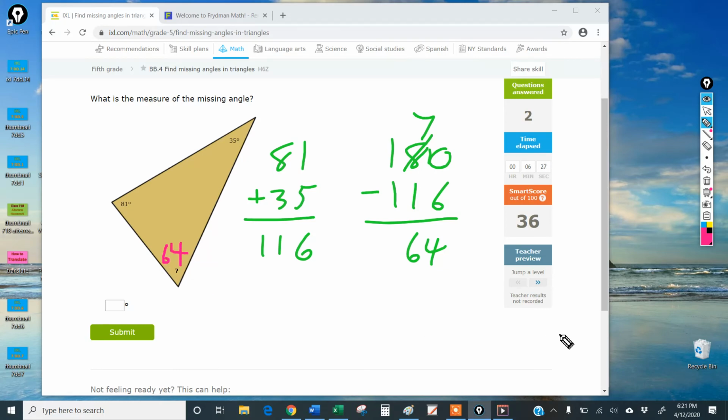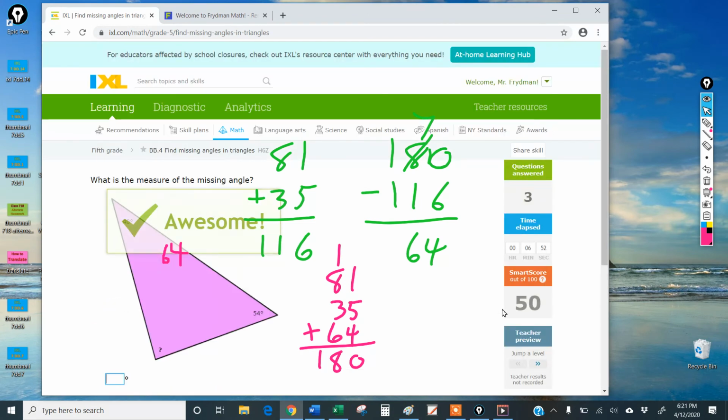Again, just to check that, we can do 81 plus 35 plus 64, and 1 plus 5 plus 4, that would be 10, carry the 1. 1 plus 8 is 9, plus 3 is 12, plus 6 is 18. Okay, so yeah, we do get 180 degrees there. Am I going to get a question which is different? No, they're all pretty much the same.